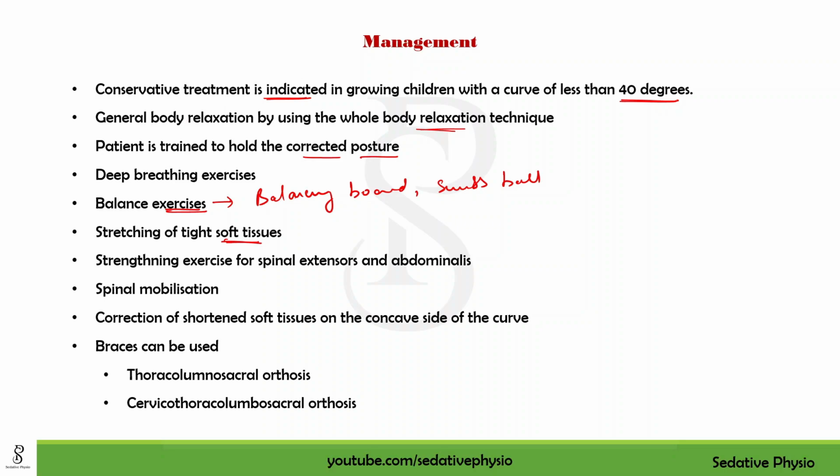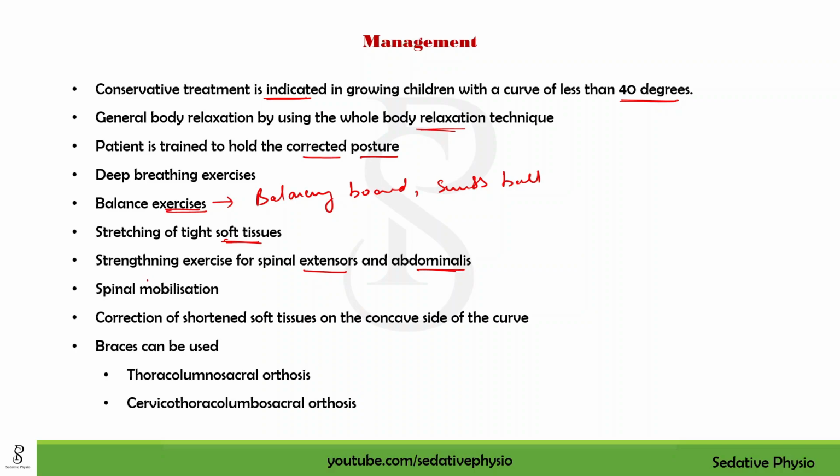Then strengthening exercises for spinal extensors and abdominals. In case of scoliosis, basically what we see is that the spinal extensors and the abdominals get weakened because the spinal curvature of the patient has changed and these muscles have lost their function. Because of the disuse of these muscles, the muscle power of spinal extensors and abdominals can decrease. So we have to go for the strength training exercises for the spinal extensors and abdominals.